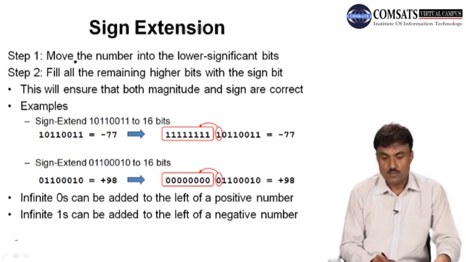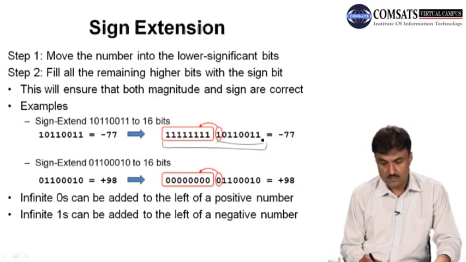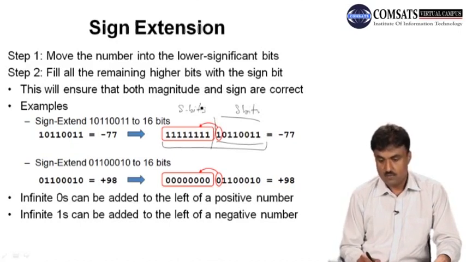First, move the number into the lower significant bits. These are the 8 bits, and we want to convert it into 16 bits. So these are the lower 8 bits, and these are the higher 8 bits, you can call them. This number will be moved here, and for example the number is minus 77. The sign is minus, 1, and then 0, 1, 1, 0, 0, 1, 1 is the magnitude, and so on.